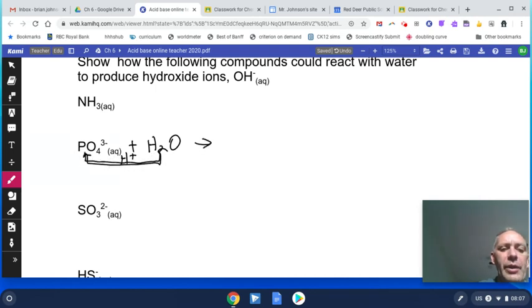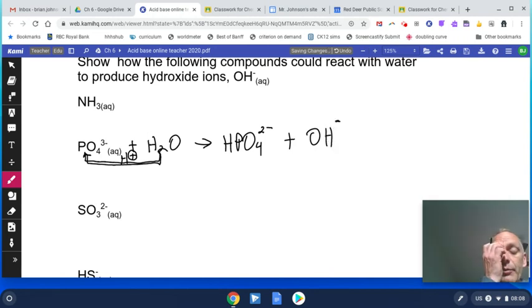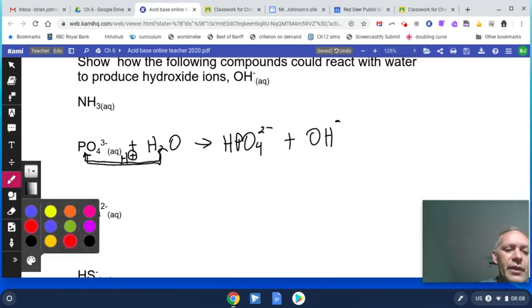So PO4 3- gets an H, so it becomes HPO4. It was 3-, now it's 2- because it gained the plus. And water has lost an H, so it's down to OH, and it's lost a plus, so it's a minus. Now, as a double check, you always check your charges to make sure they're balanced. On this side, we have a 3- and a neutral, so a total of 3-. On this side, we've got a 2- and a 1- for a total of 3-. So we did it correctly.